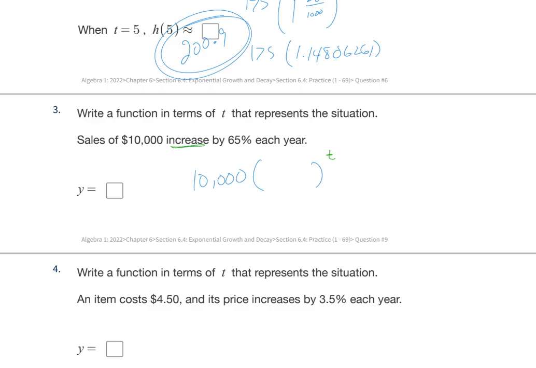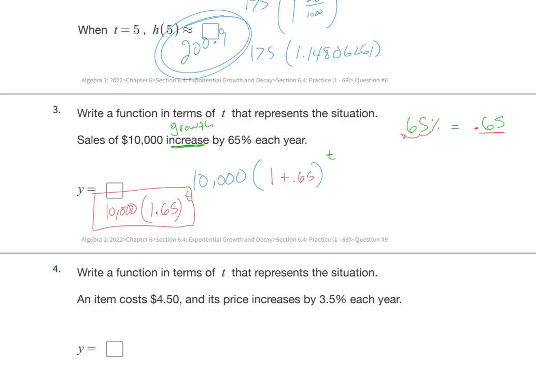And increase is pretty obviously a growth type thing, right? And it's going to increase by 65%, which is 0.65. This is where the divided by 100 thing actually comes into place, because now we're going that direction, and we get 0.65, right? So check this out. It is going to be 1 plus 0.65. And yes, you can go ahead and simplify that so that your answer over here is 10,000 times 1.65 to the t power.